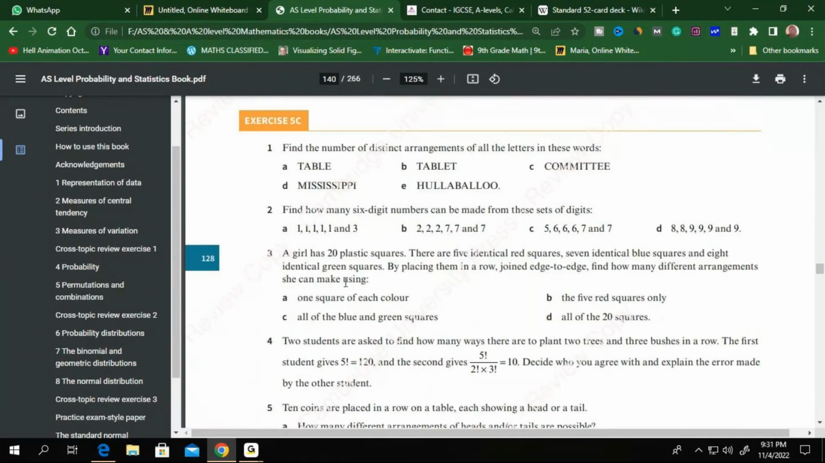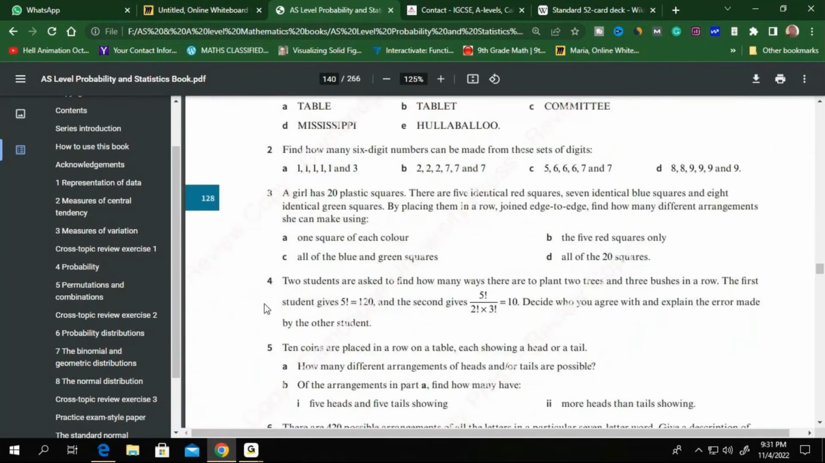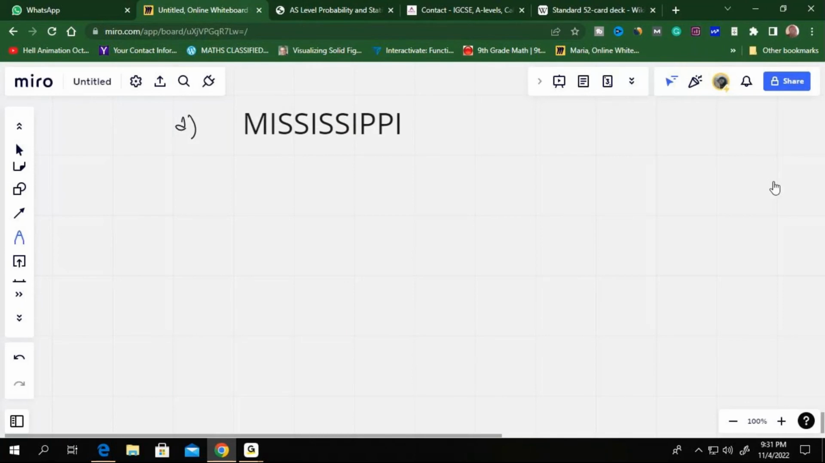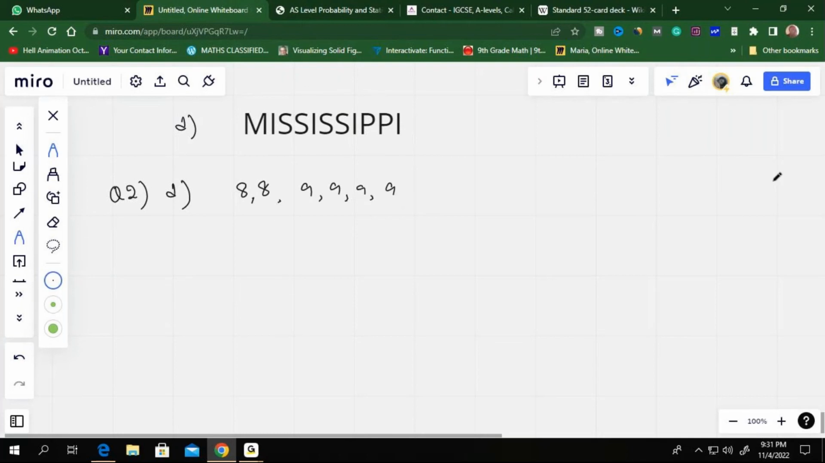Let's do question number 2 and then we'll end the class. Find how many 6-digit numbers can be made from these sets of digits. I'm going to pick up part D. In part D, you have 2 8s and 4 9s. The total number n is 6. You can organize these digits and make a 6-digit number.